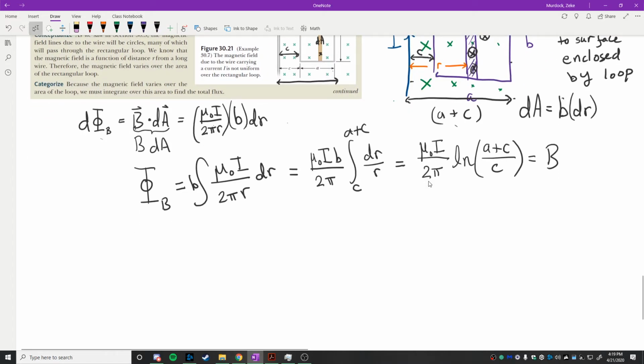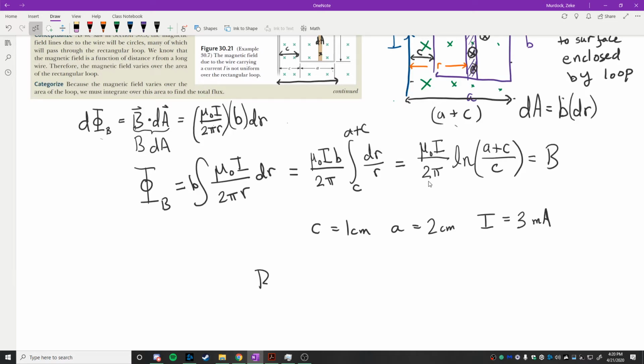Let's pick some values. Let's say that the loop is exactly 1 centimeter away, and let's say that the size of the loop is 2 centimeters on the bottom, so we make A equal to 2 cm. We also need a current. Let's use something simple, let's say 3 milliamps. All right, and let's calculate what the flux would be.